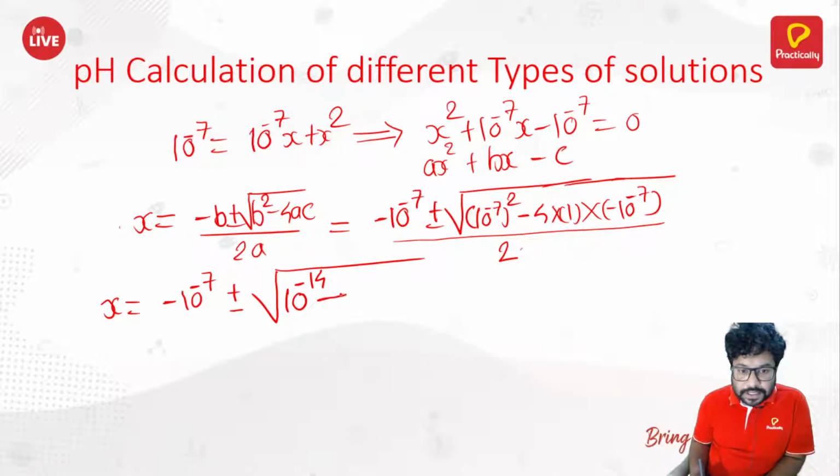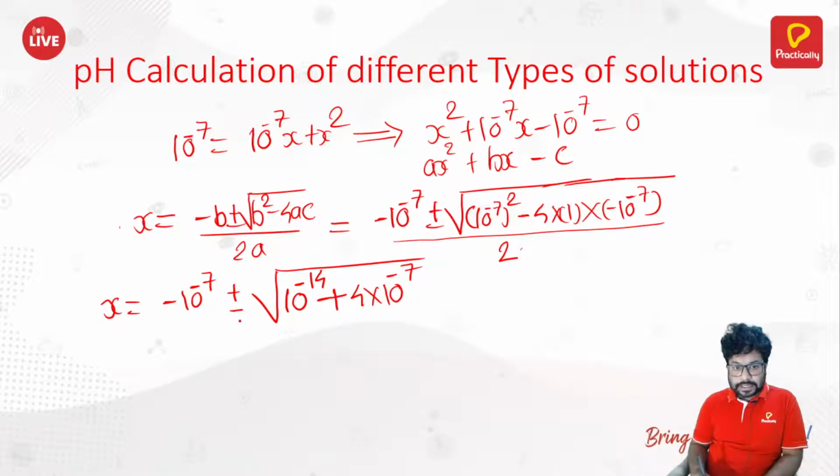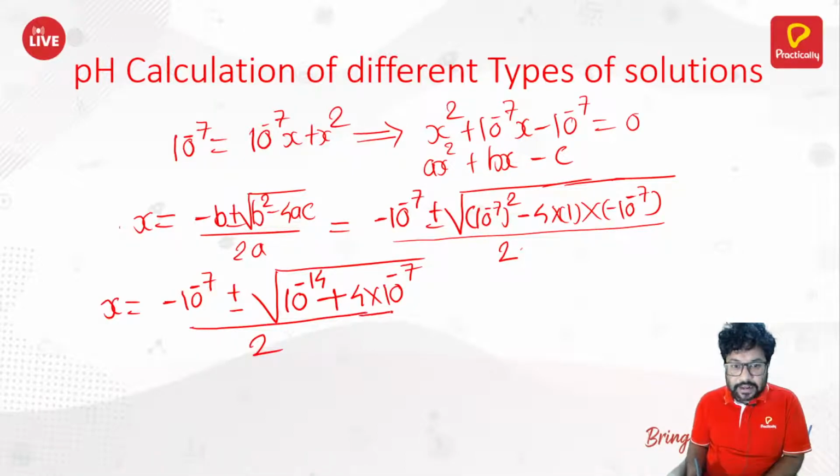Minus this will become plus now. Minus minus 1, 4 into 10 raised to minus 7, AC, divided by 2a, which is your 2 only, right?